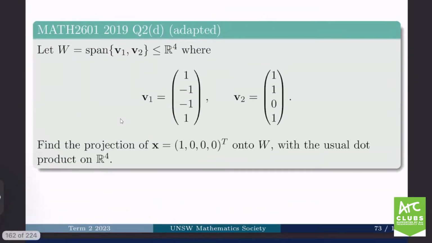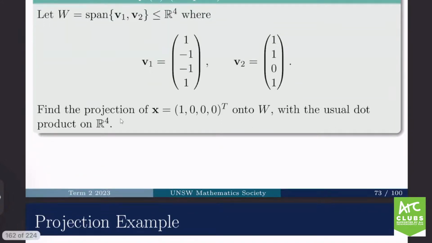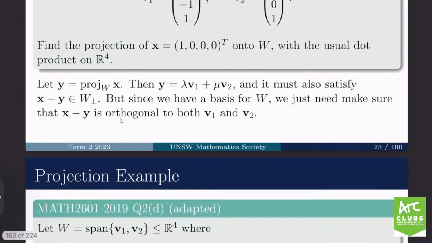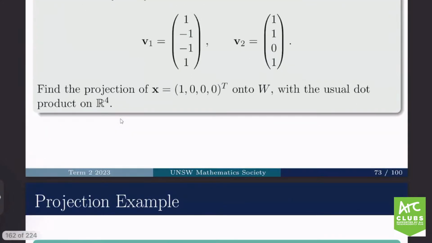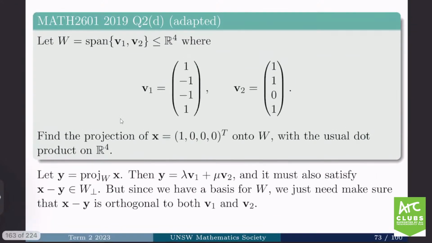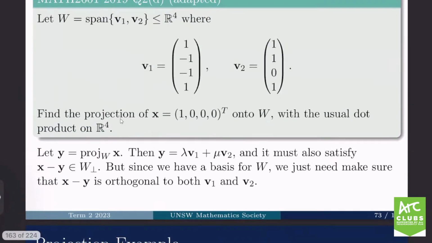So we'll look at a question here. Let W equal the span of v1 and v2, where v1 and v2 are given by these vectors. Find the projection of x onto W with the usual dot product on R4. So in order to do that, we'll say Y equals the projection of x onto W. Then Y will equal a linear combination of v1 and v2, because W is the span of those two vectors, okay? Now we'll also require that x minus Y is part of the orthogonal complement of W, okay?